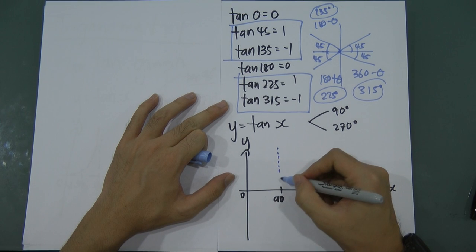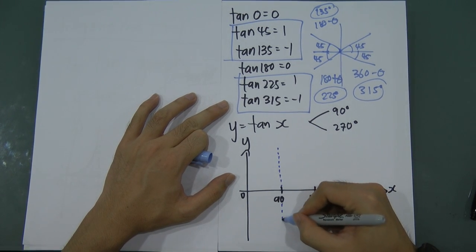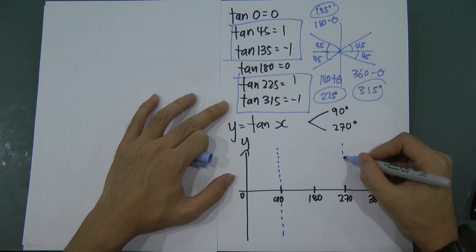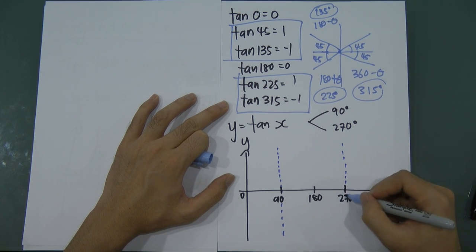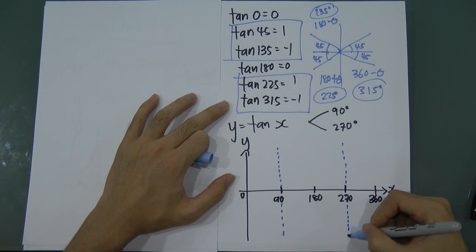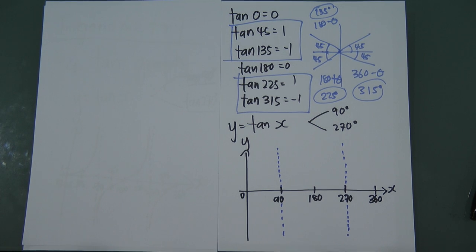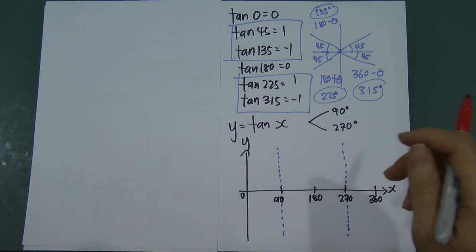So I draw a dashed line for 90, and then I draw a dashed line on 270. Of course, in the exam, I recommend you use a ruler to draw it to make it look nicer. Okay, after that, we know actually the tangent graph touches 0 at 3 points.